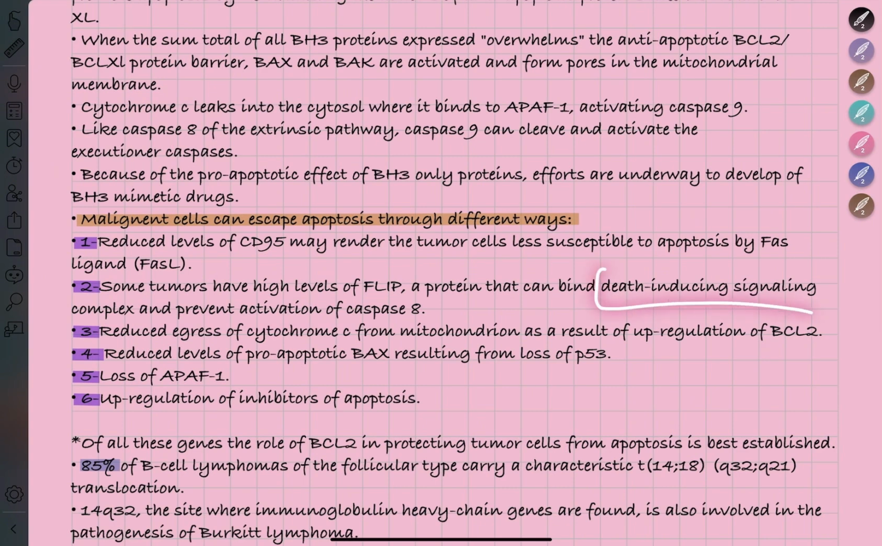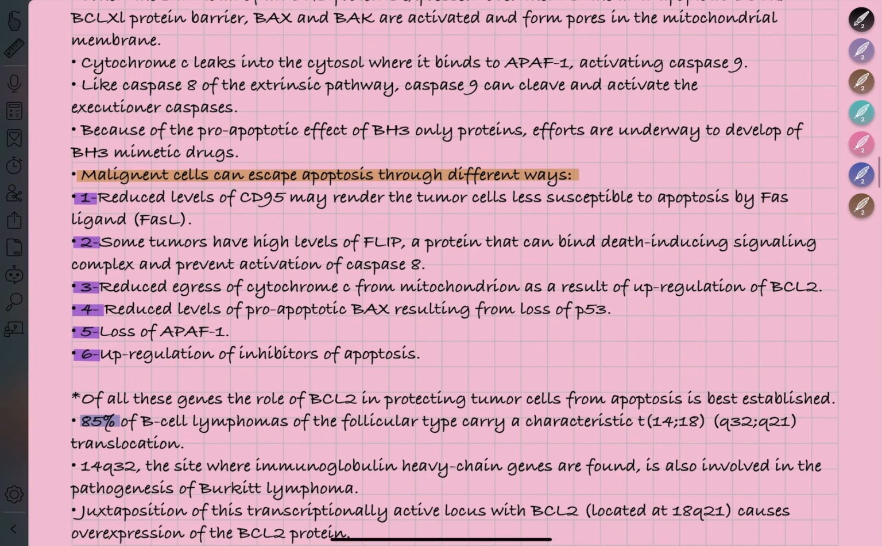The death-inducing signaling complex is supposed to induce death. But the tumors have high levels of what's called FLIP. What does FLIP mean? To flip. Basically, FLIP is going to flip the situation from death-inducing, which activates caspase 8, to something that will prevent the activation of caspase 8. Okay, so FLIP binds to the death-inducing signaling complex, preventing the activation of caspase 8.